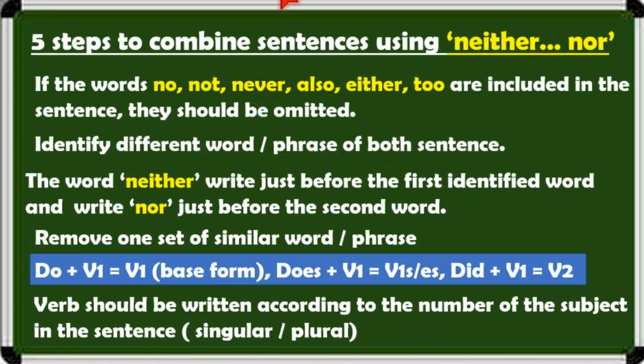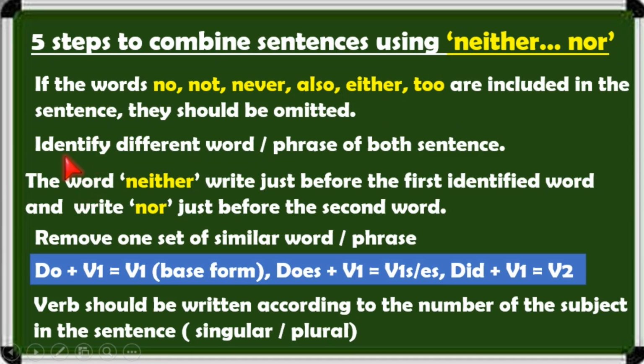Okay, now let's see 5 simple steps to combine sentences using neither nor. If the words no, not, never, also, either, too are included in the sentence, they should be omitted or removed, because all these words refer to a negative sense.